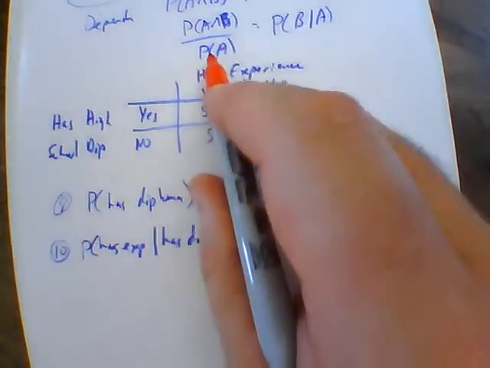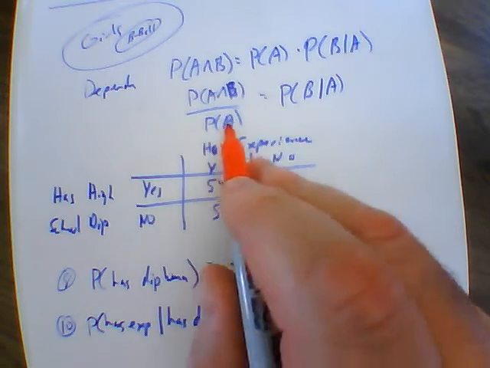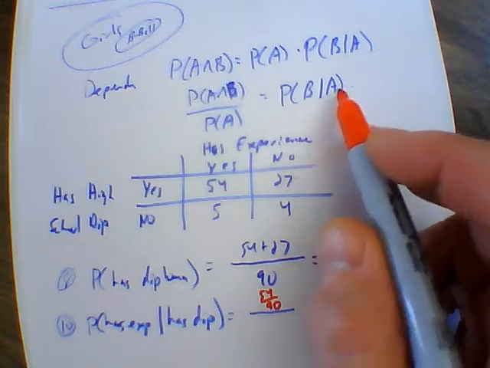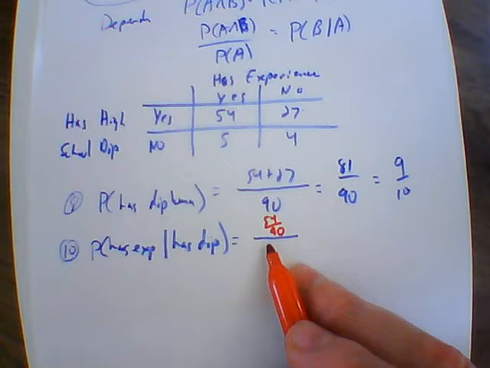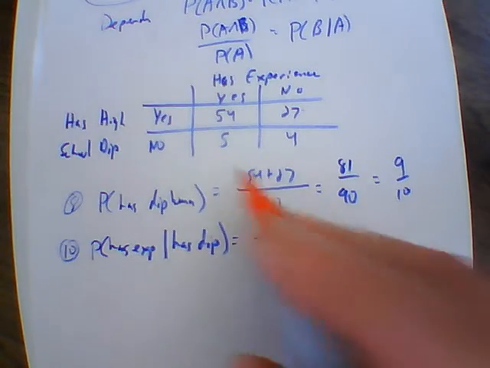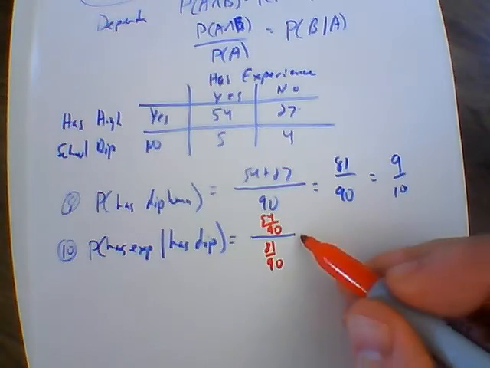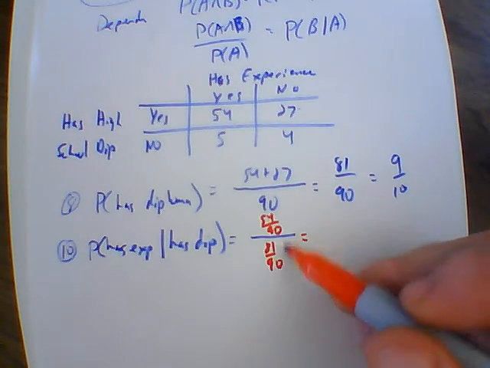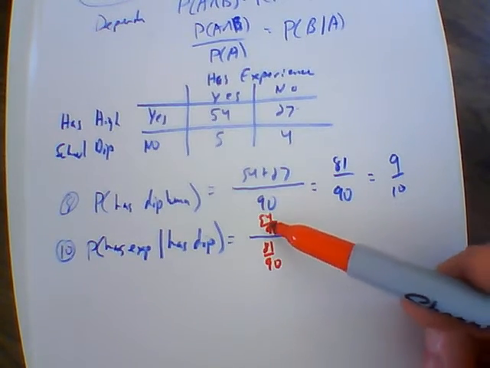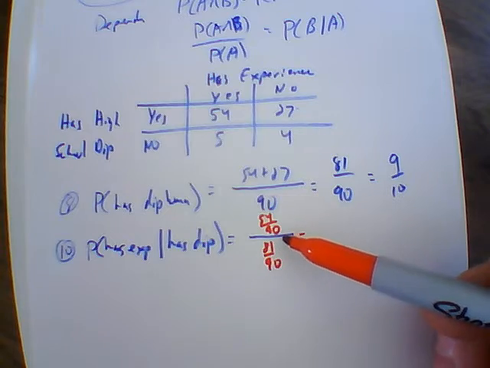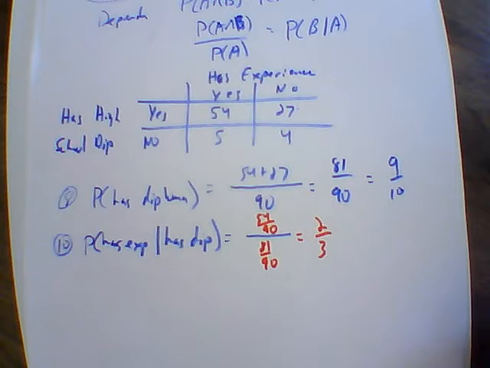Now the probability, so once again, probability of A and B divided by probability of A. Once again, this is the probability of B given A, so this is my A, this is my B. So the probability that they have a diploma, we did that one prior, was 81 out of 90. So if we take 54 over 90 and we divide that by 81 over 90, we see that we get 2/3.